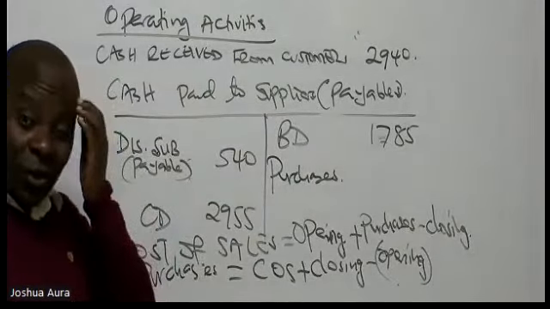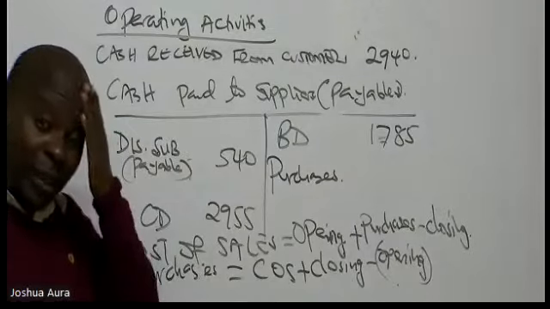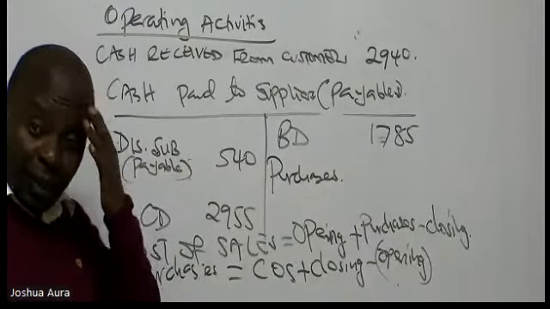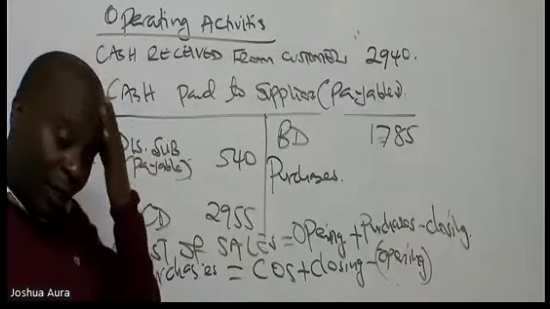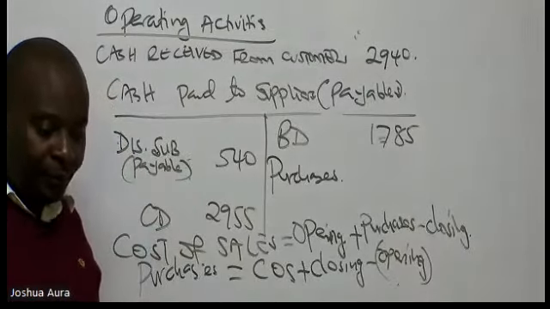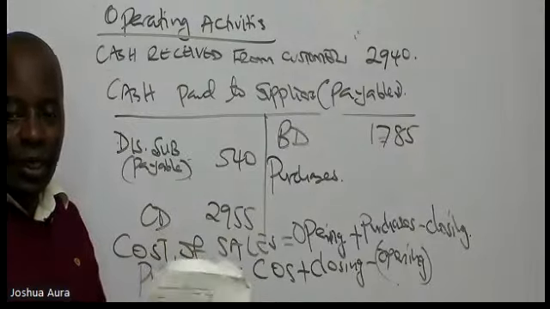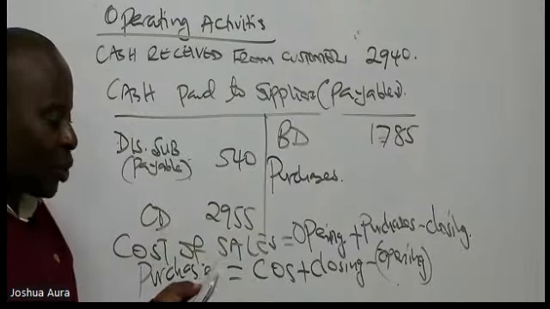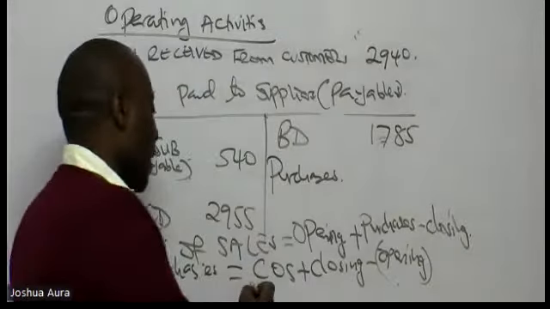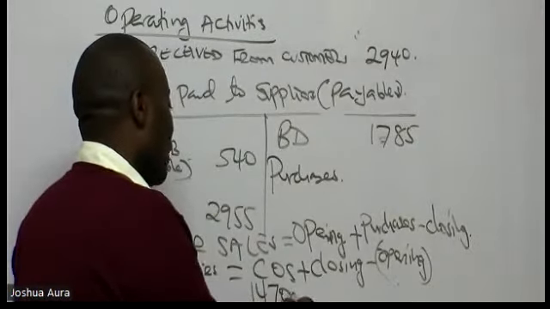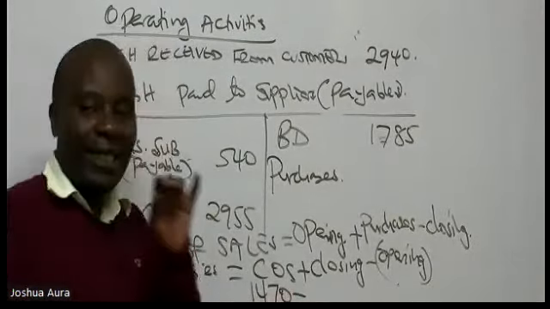Is there somebody who can see cost of sales in this question from the income statement? Yeah, Irene says 14. Thank you very much. From the income statement, cost of sales is 1470. But now remember that this cost of sales must be adjusted.